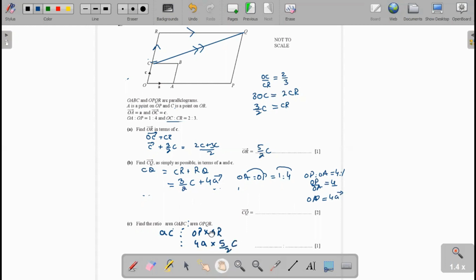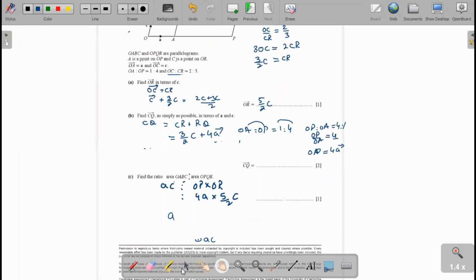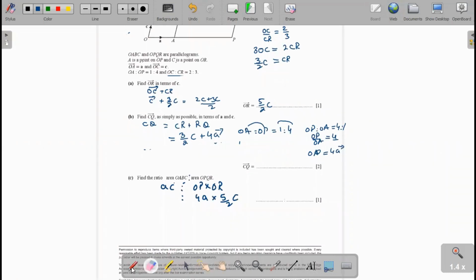Now we take this value ac and divide ac over 4a multiplied by 5 over 2 c. c will be cancelled and a will be cancelled. 2 times 2 is 4, and we get 1 over 10, and that is the ratio 1 to 10.